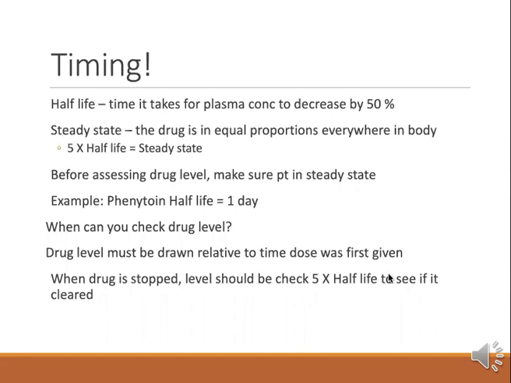For example, with fentanyl, the half-life is 1 day. So when can you check the drug level for that drug? The drug level must be drawn relative to the time the dose was first given. When the drug is stopped, the level should be checked 5 times the half-life to see if it has cleared.